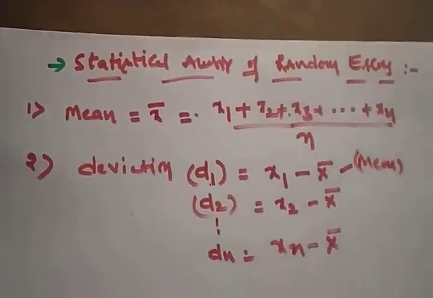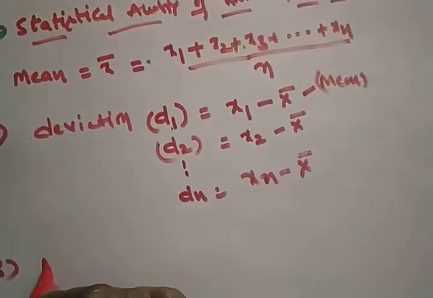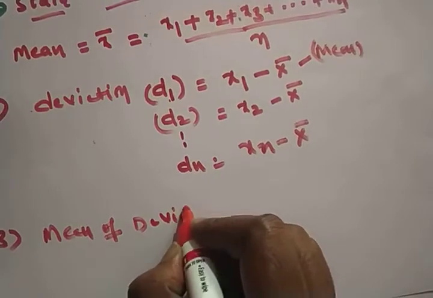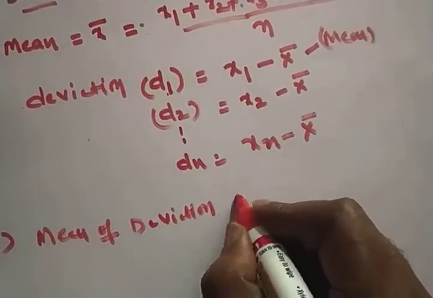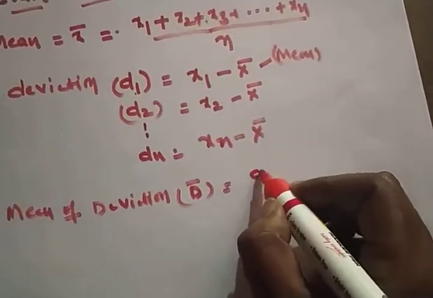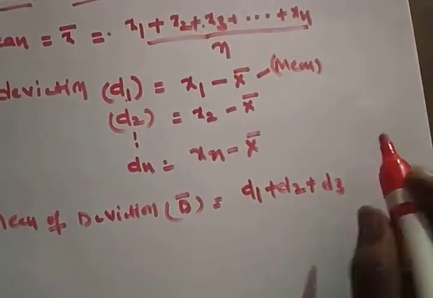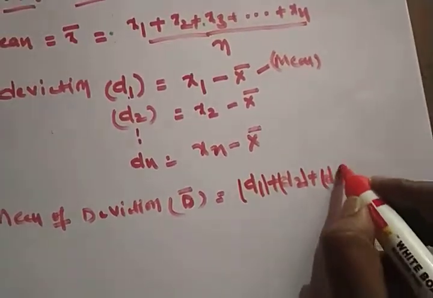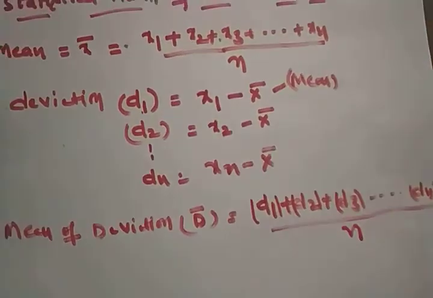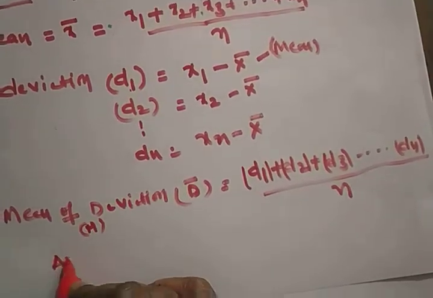Right? And after that, the third one is the mean of deviation. It can be denoted by d bar. So you have to calculate d1 plus d2 plus d3, taking the modulus, and so on up to dn, divided by the number of readings. This is called the mean of deviation, or we can call it the average deviation.